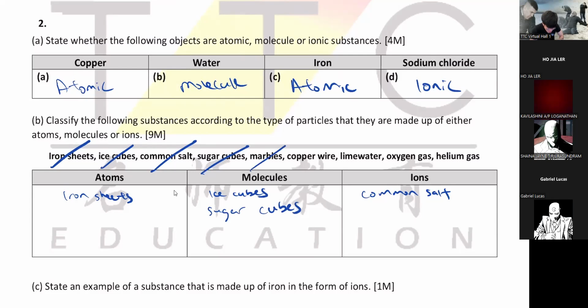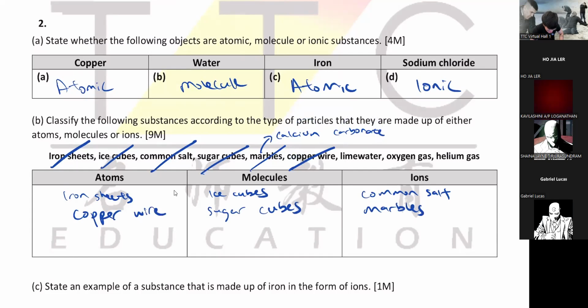Next, marble. Right, what is marble? If you still remember your Form 3, marble is what we call calcium carbonate. When you see a name like sodium chloride, calcium carbonate, you know the front is a metal. Guys, calcium is a metal. Carbonate is a non-metal. So I believe you know where this is going. Metal, non-metal. So this is definitely an ion. Marbles. Next, copper wire. Copper wire is a metal. The thing inside your wire, copper.